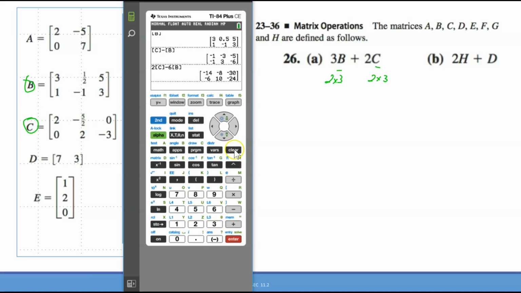Okay, so we're going to take 3 times matrix B plus 2 times matrix C. There's our quick solution. This one involves a fraction. So if I go to the math menu and I say option 1, answer in fraction, I get my fractional form for my answer, which is preferred.